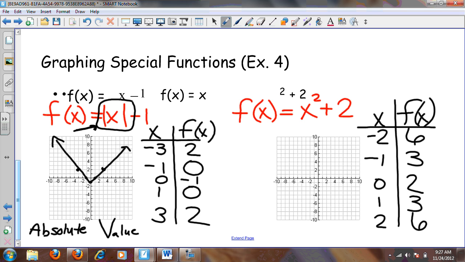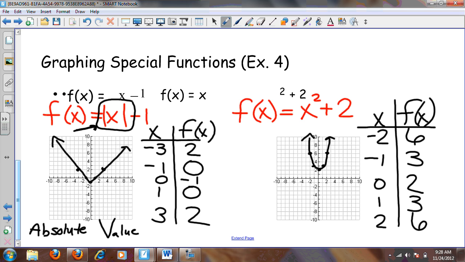So we're going to plot -2, 6, -1, 3, 0, 2, 1, 3, and 2, 6. It looks similar to this one, but not quite the same. This one is going to take more of a U shape as you stretch it out.